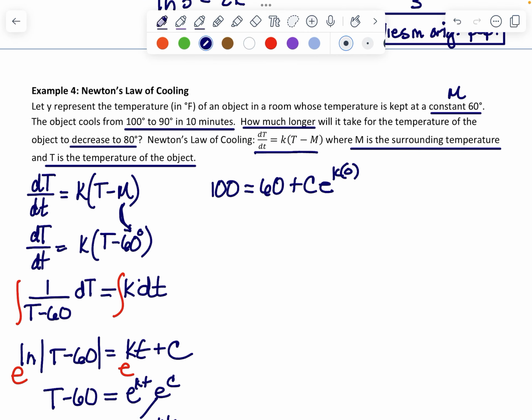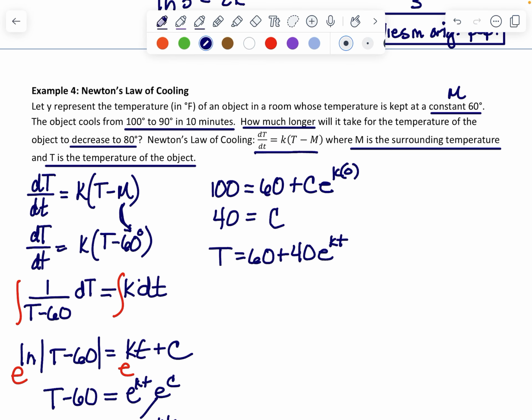So you have that, and then you change that to 40. Now subtract 60 from both sides, which gives 40 is equal to C e to the k0. Well, that e to the k0 is just going to be 1, so 40 is equal to our C value. And so now we have this equation: T is equal to 60 plus 40 e to the kt.